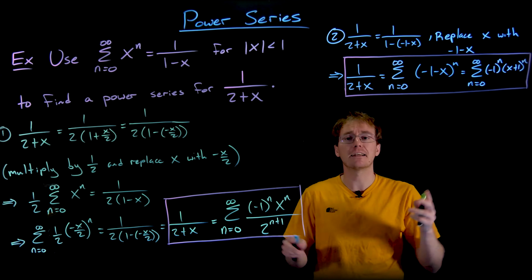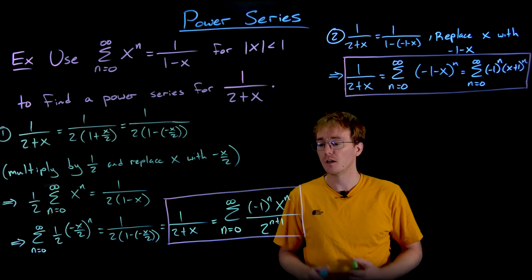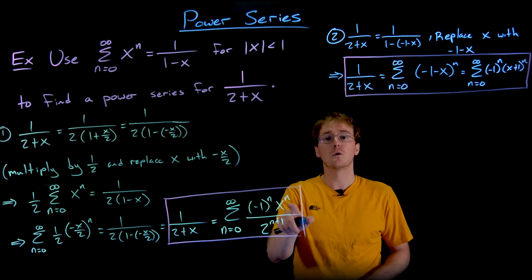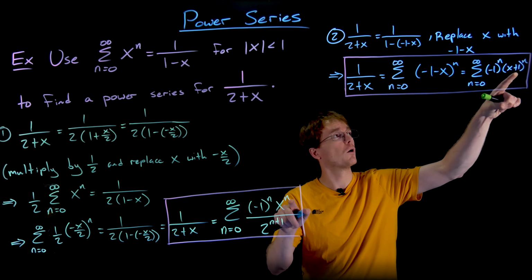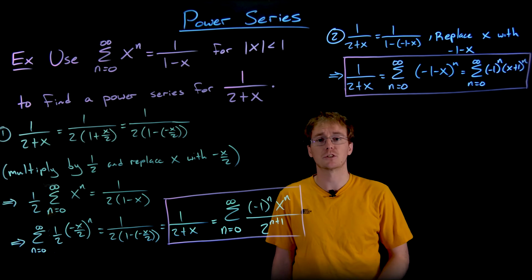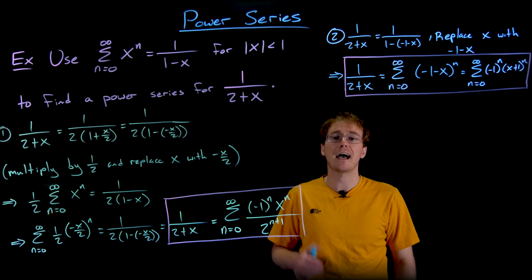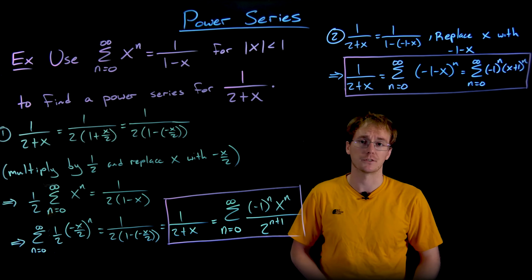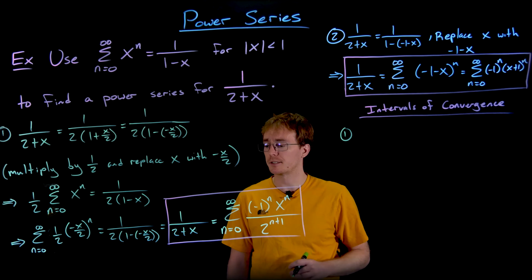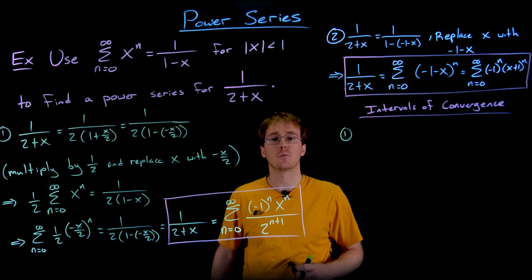I want us to kind of analyze our two power series representations and see if we can spot any differences. One thing we can notice right off the bat is, well, our first power series representation was centered at x equals 0, while this one is going to be centered at x equals -1. The other thing that we're going to see, which is going to require just a little bit more analysis, is that these two representations are actually going to have different intervals of convergence. So let's go ahead and find the intervals of convergence for each of these power series representations of 1 over 2 plus x. Let's go ahead and start with our first one.